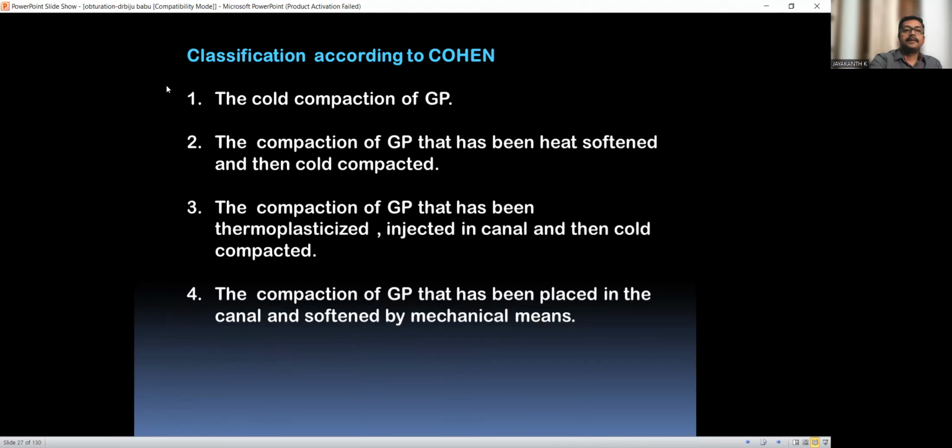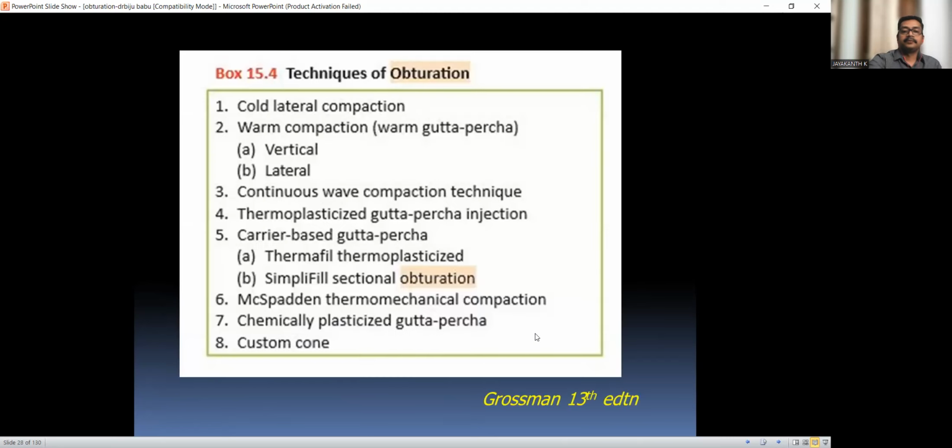Then the obturation methods have been classified according to Cohen as the cold compaction of gutta percha; the compaction of gutta percha that has been heat softened and then cold compacted; the compaction of gutta percha that has been thermoplasticized, injected in the canal and then cold compacted; and the compaction of gutta percha that has been placed in the canal and softened by mechanical means. This classification I have taken from Grossman 13th edition.